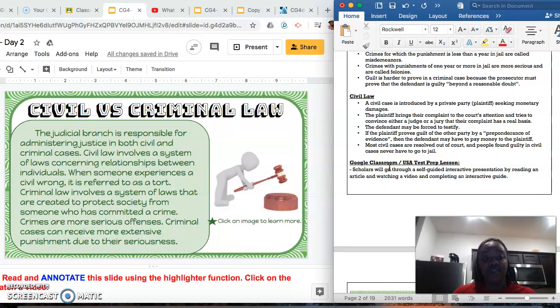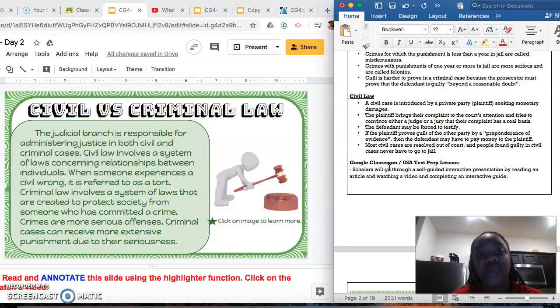Most civil cases are resolved out of court, and people found guilty in civil cases never have to go to jail. So if you've ever watched Judge Judy or Judge Joe Brown or Judge Mathis, these are examples of civil law cases because they're bringing their complaint to the court or to the judge, and they are seeking some sort of monetary payment for what they have been through.